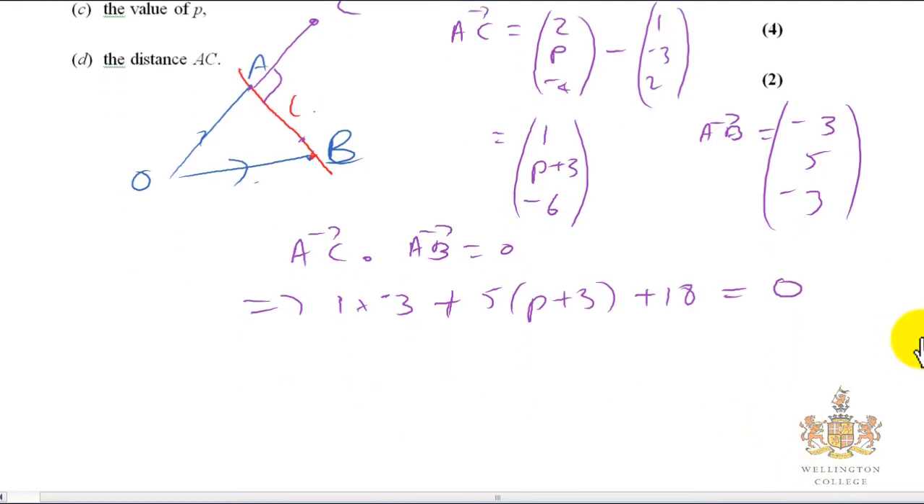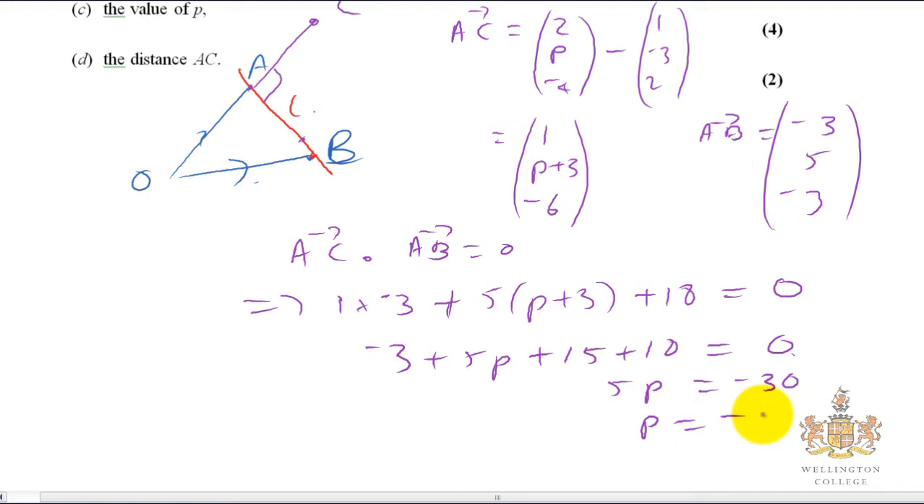And from this we can find p. So we've got minus 3 plus 5p plus 15 plus 18 equals 0. And therefore 5p will equal minus 30. So p equals minus 6.